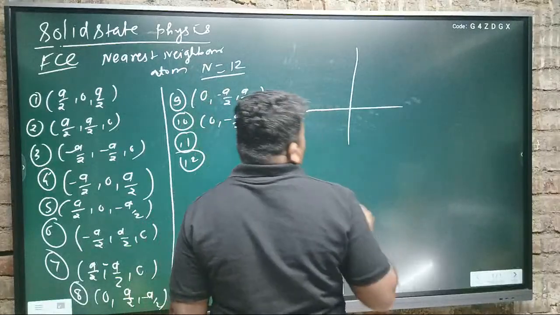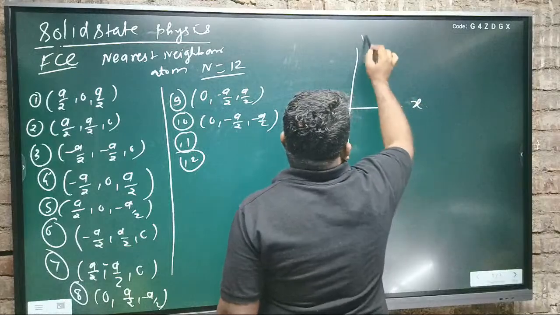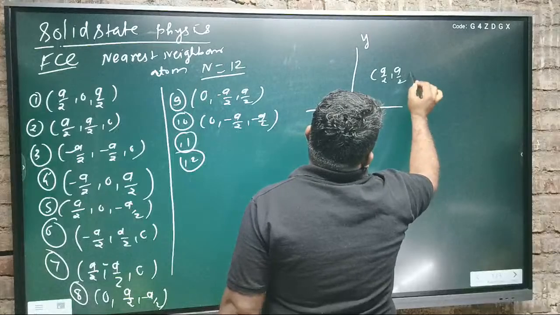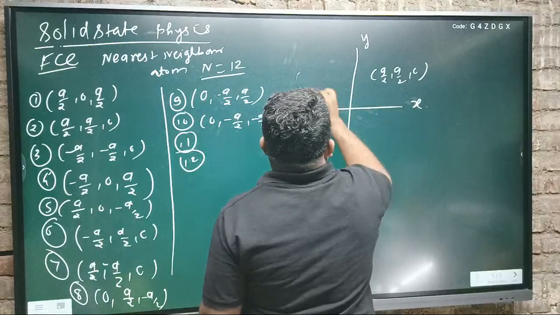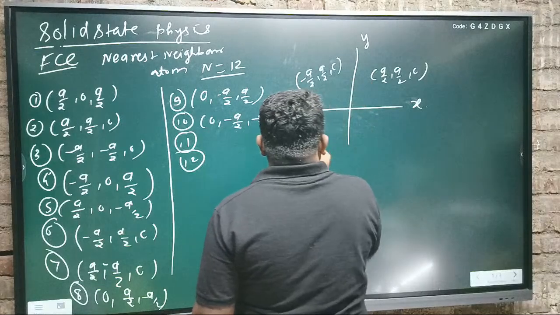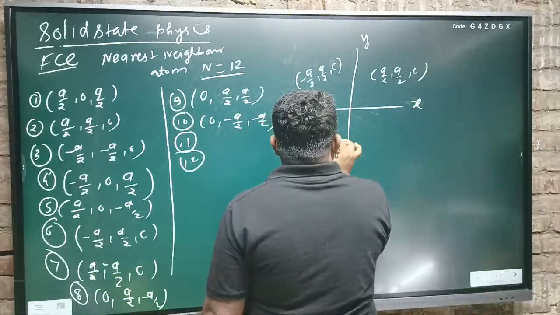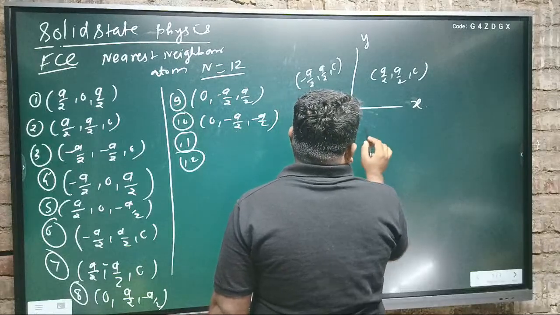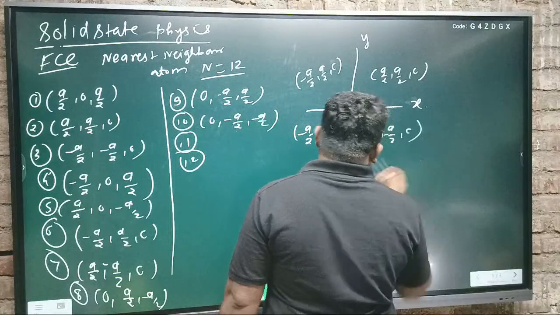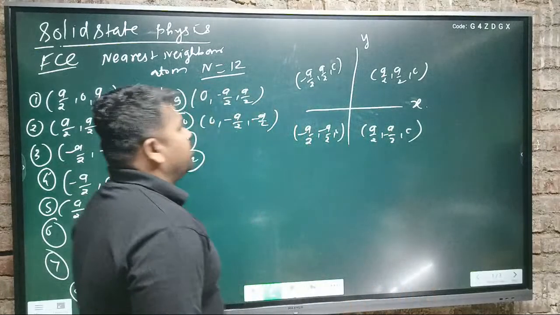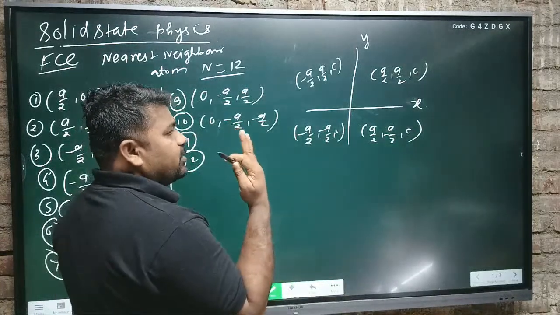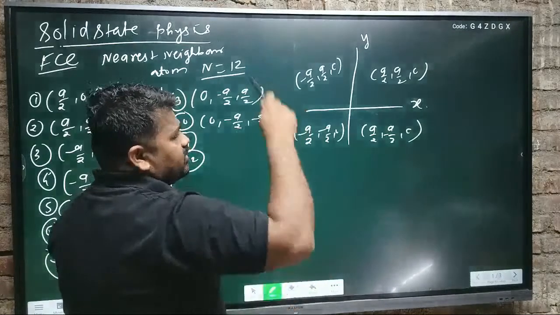Suppose this is xy. Okay. a by 2 comma a by 2 comma 0. Next here minus a by 2 comma a by 2 comma 0. Here minus a by 2 comma minus a by 2 comma 0. Here a by 2 comma minus a by 2 comma 0. Okay, here we are getting 4 coordinates. This is like that: x axis toward you, y axis this side and z axis this one.